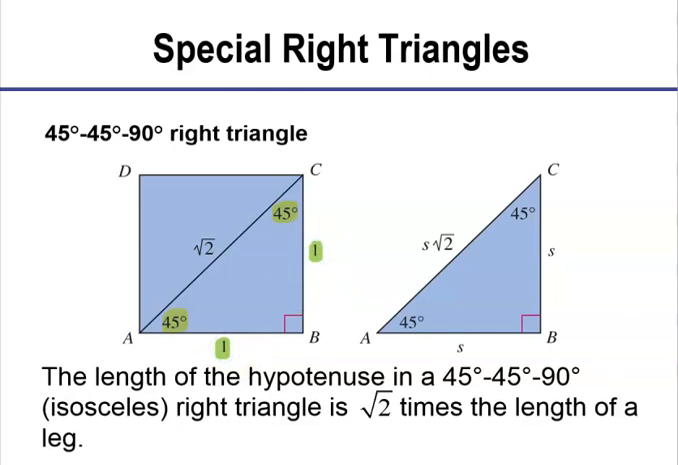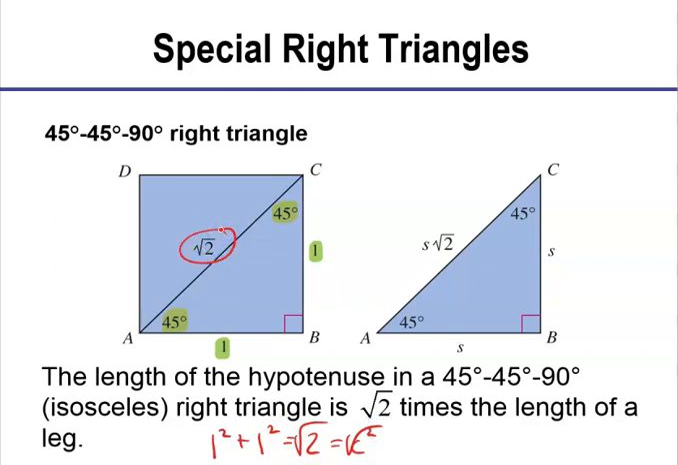And so let's decide that this length is going to be 1 to keep things simple, which means this side is going to be 1 as well. Well, if we use the Pythagorean Theorem, we know that 1 squared plus 1 squared, well, I square each of those. That's 1 plus 1 is 2, and that's going to equal c squared, and then I take the square root of both sides, and that's where the square root of 2 comes from.